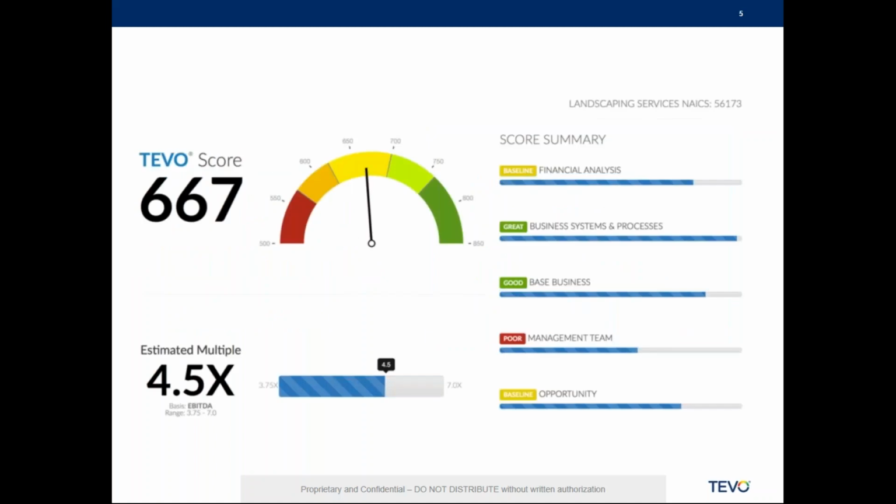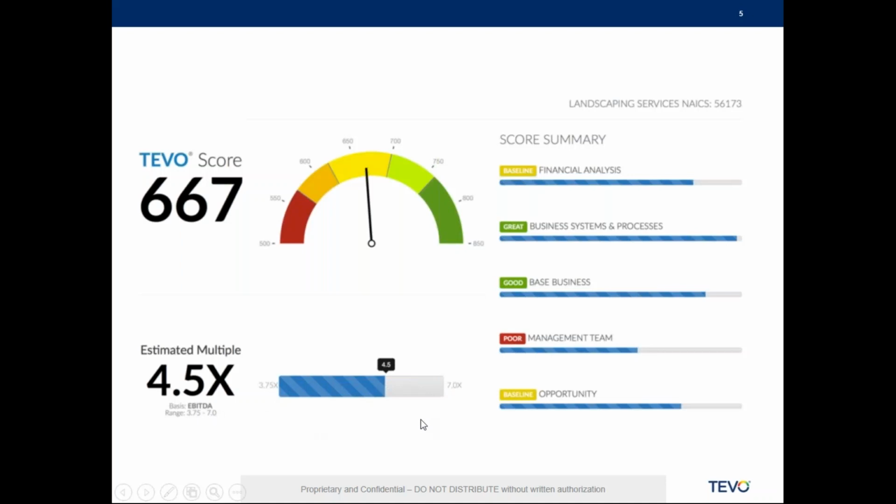And in a very simple form, this is what it looks like. This is a landscaping company. You can see that their score is 667. But what it also tells you is that within those 5 areas, you can see that there are 2 yellows and 1 red. The range of multiple that they would get here is between 3.75 and 7 times EBITDA, and they're sitting at 4.5.